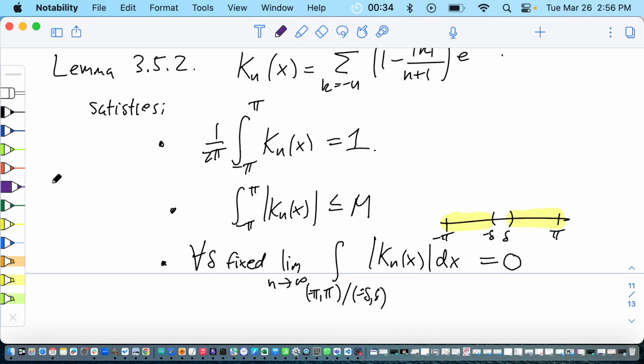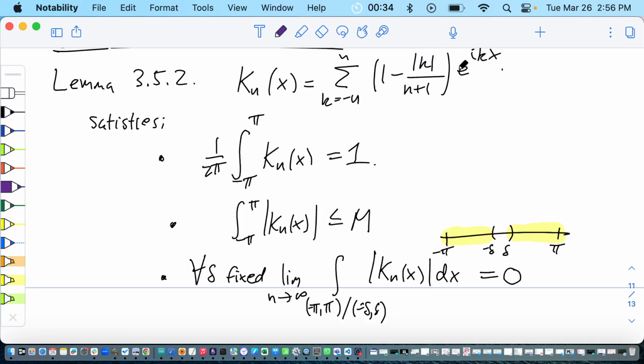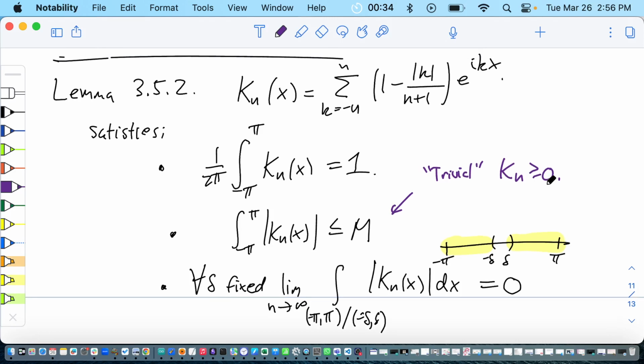I will point out that in our case, because Kn is the particular thing we have, point 2 is trivial, and that's because Kn is positive. So if you do the integral of the absolute value, that's the same as doing the integral of the actual thing. Not only is it going to be less than M, but capital M will be equal to 1. For kernels that go up and down and are negative and positive, they can be quite a bit more complicated because they have cancellation. But our kernel is a positive thing, so it's trivial.